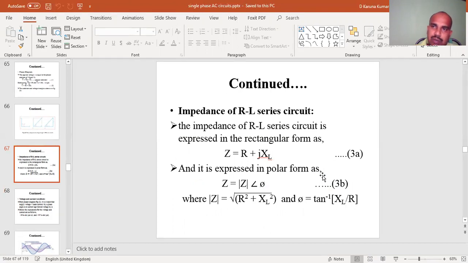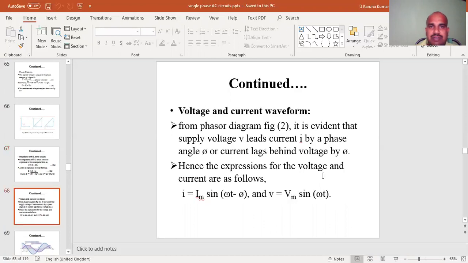In rectangular form, Z equal to R plus jXL. In polar form, Z equal to the magnitude of Z with angle phi. So Z is equal to the square root of R square plus XL square, and phi equal to tan inverse of XL by R.